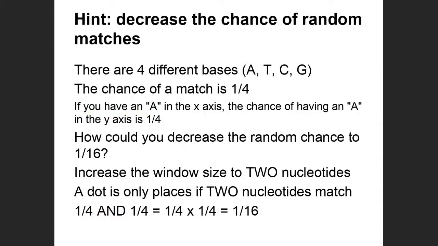So, okay, this is some math because I like math. If you're comparing 1 to 1, your chance of matching is 1/4. If you're comparing 2 nucleotides, then you have to match the first one and the second one. And when there's an and, you multiply, so your chance of a match is 1 in 16.